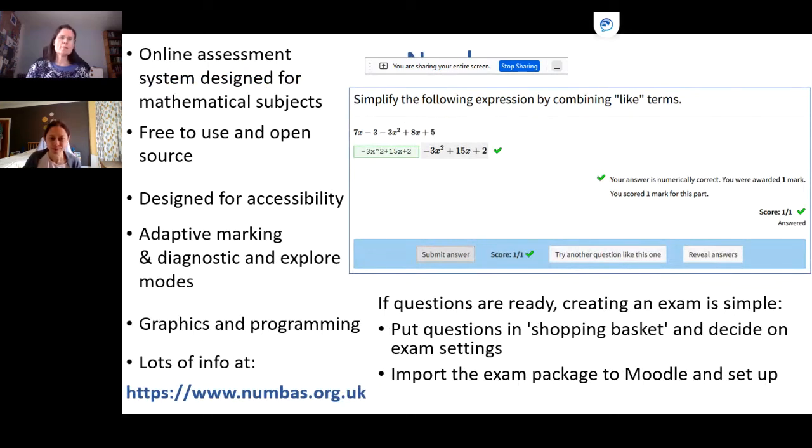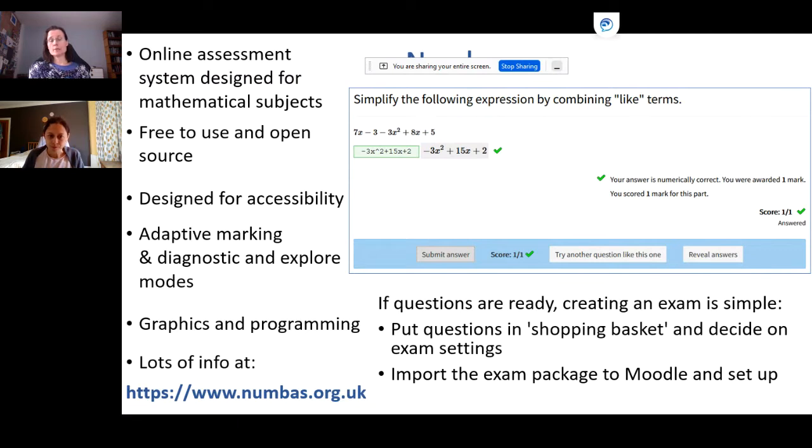Okay, so NumBus is an online assessment system that was originally specifically designed for mathematical subjects, which means it has a lot of capabilities in terms of presenting maths correctly and allowing expressions to be evaluated, etc. It's completely free to use and it's open source, which means in the unlikely situation that Newcastle decides that they no longer want to support it, somebody else can take it up if they want to.